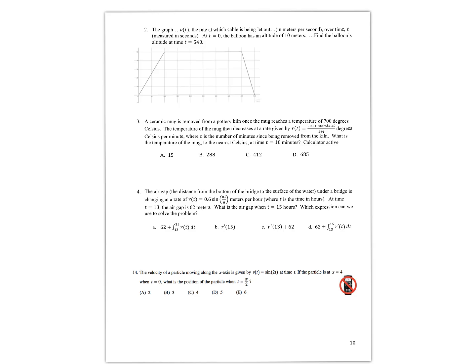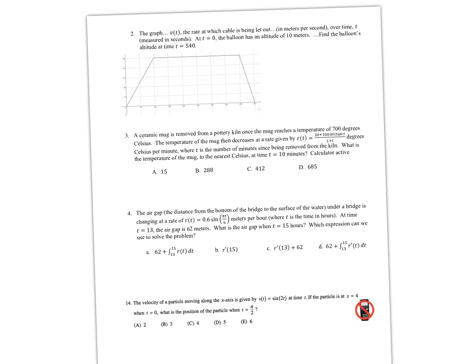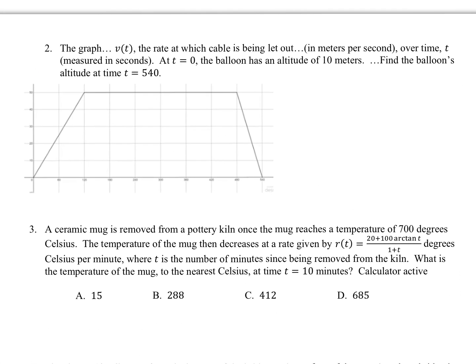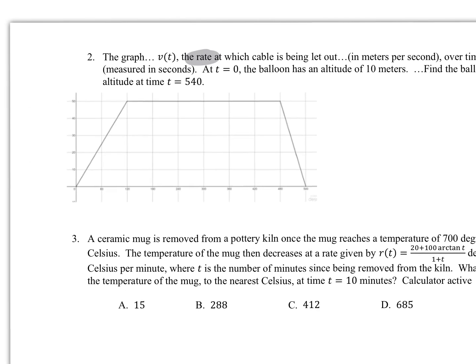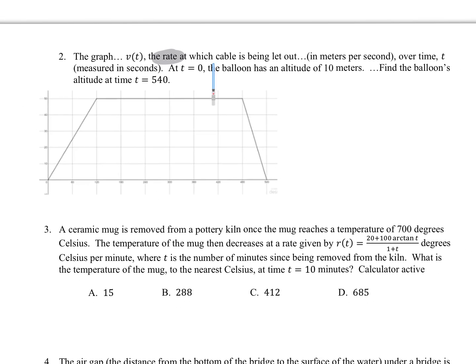So we're on page 10 in the yellow packet. We're talking about accumulation in real world stuff. It says graph of V, and V is a rate. So this is like a velocity right here. And did I give you units? Let's see. It says cable is being let out in meters per second. So this right here is meters per second.